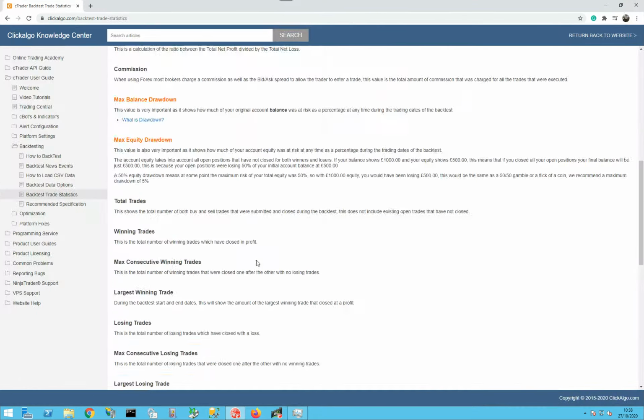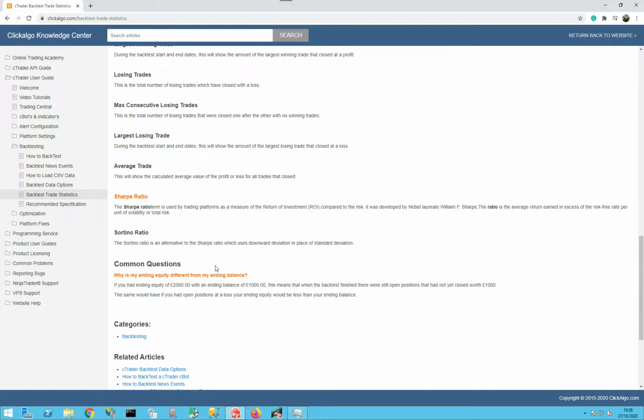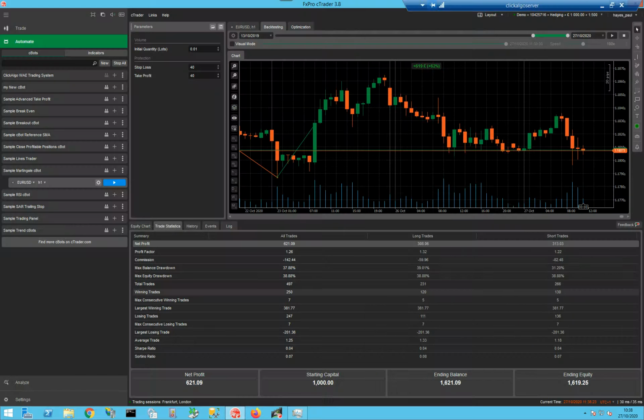If I go back over here and scroll down, Sharpe ratio gives you a measure of return of investment compared to the risk. You can find out more about Sharpe ratio just by Googling it, and it will give you everything you need to know about what Sharpe ratio is, but it is quite an important factor on your trading robot to see what your return of investment is. So that's your trade statistics. It's also important to look at your trade statistics when you run a back test.